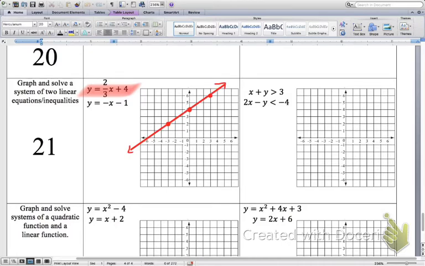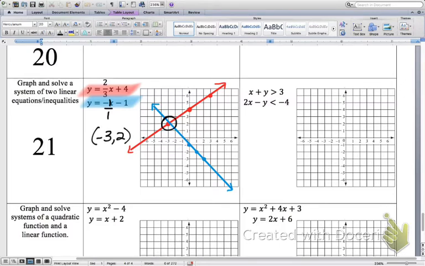Same thing for our second one. We have a y-intercept of -1 this time, so we're going to plot a point at -1, and then the slope is really down 1 over 1 because we have a -1 slope. So rise -1, run 1. Connect it with a line, and I can see that there is an intersection point at -3, 2.